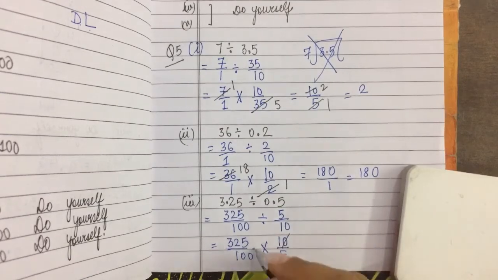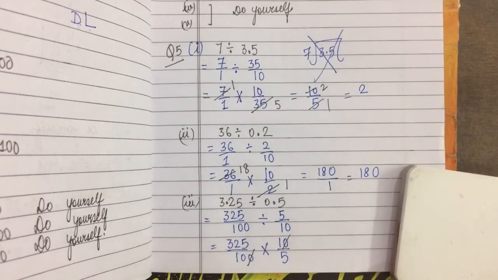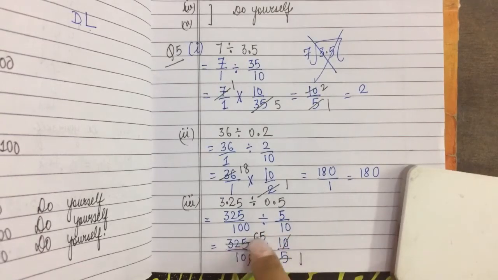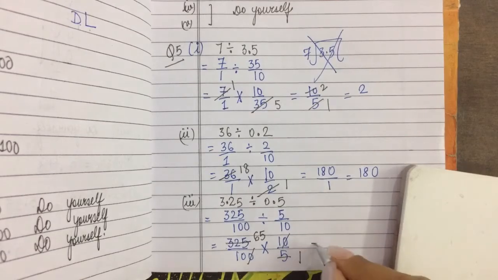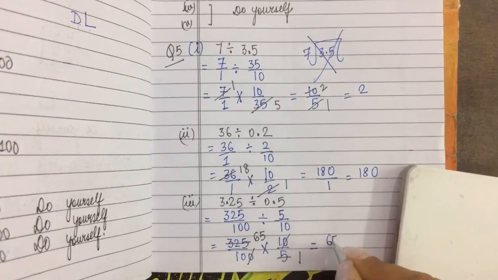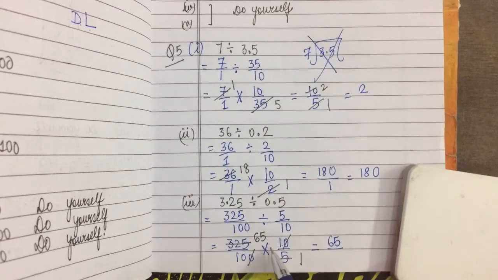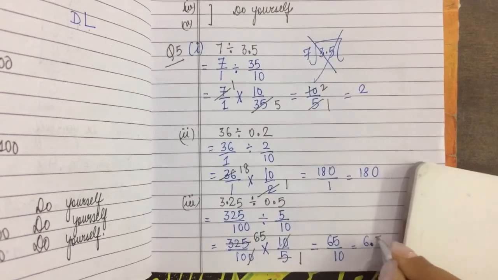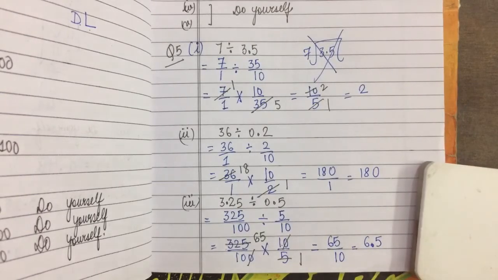Now zeros can be cancelled. 1 zero of 10 gets cancelled with 1 zero from the 100. These two are divisible by 5. You can carry out the division by 5 in the working column and write the quotient here. Now let us see what we are left with. In the numerator, 65 multiplied with 1 will be 65. In the denominator, 10 multiplied with 1 is 10. From here the answer is 6.5.